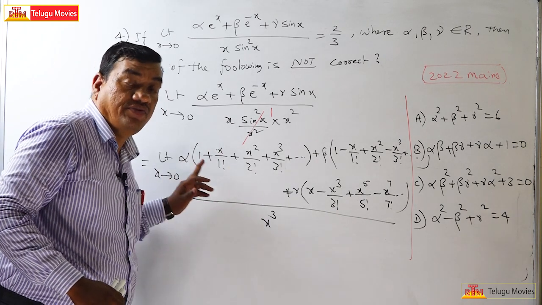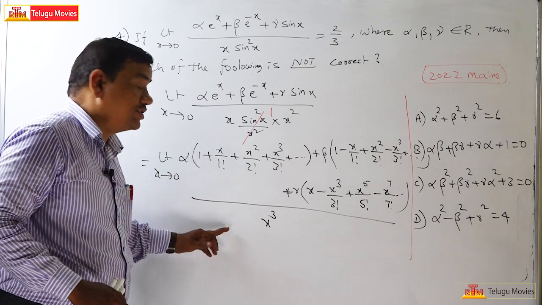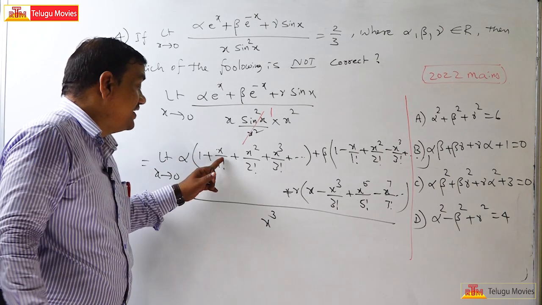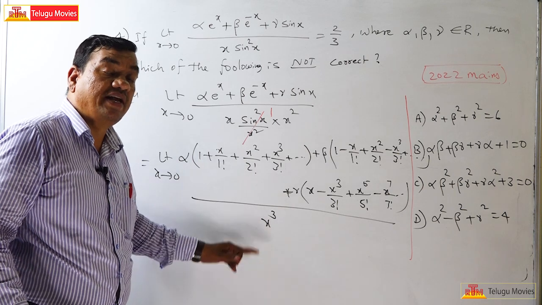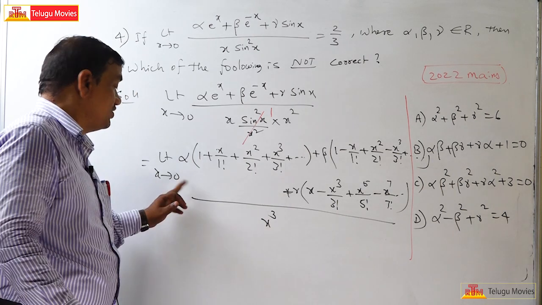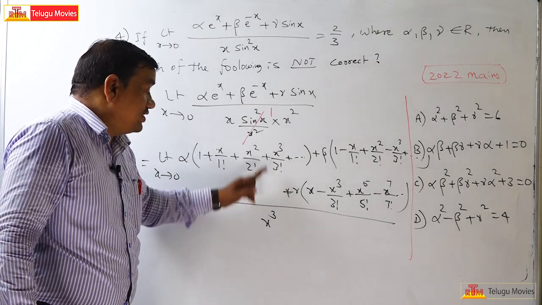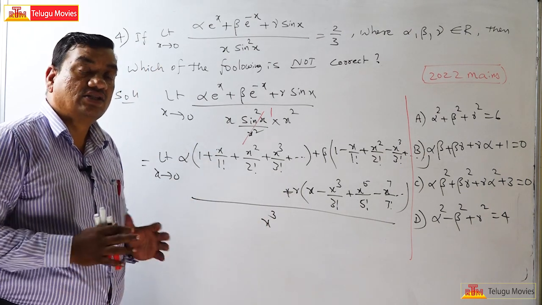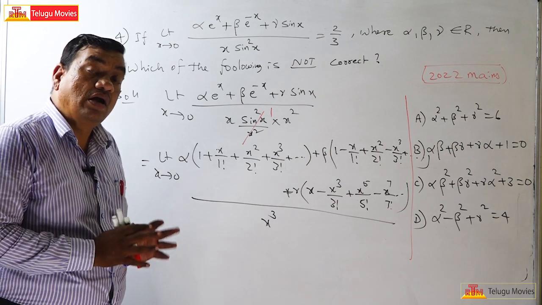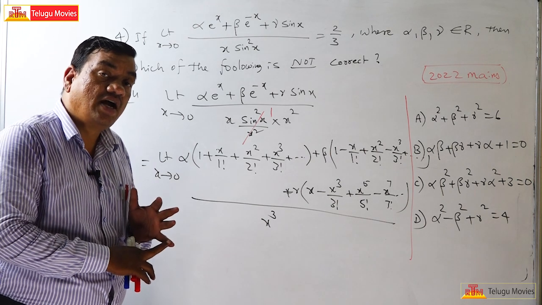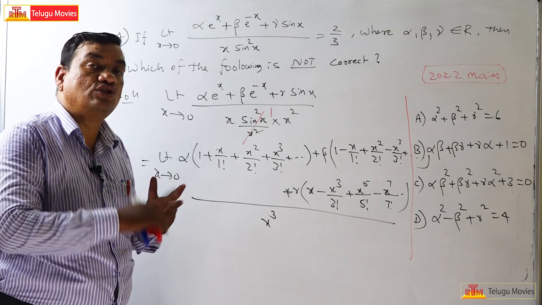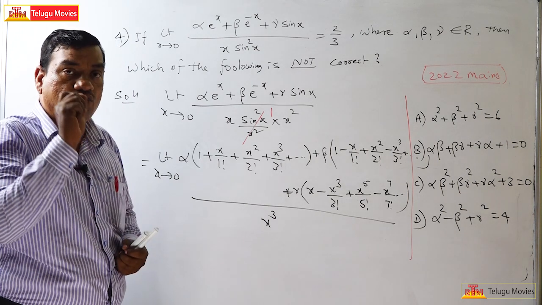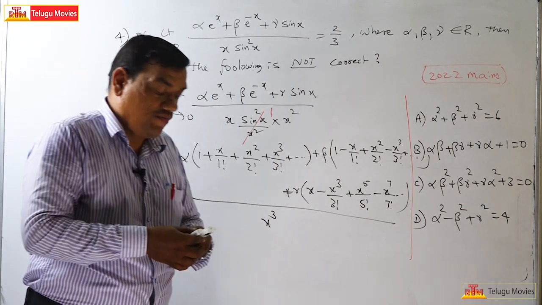If it is a constant, 1 by x cube leads to infinity, x by x cube, and that means 1 by x square leads to infinity as x tends to 0. x square by x cube, that means 1 by x, that also tends to infinity. That's why you have to equate the constant, x coefficient and x square coefficient to 0. So be very careful.